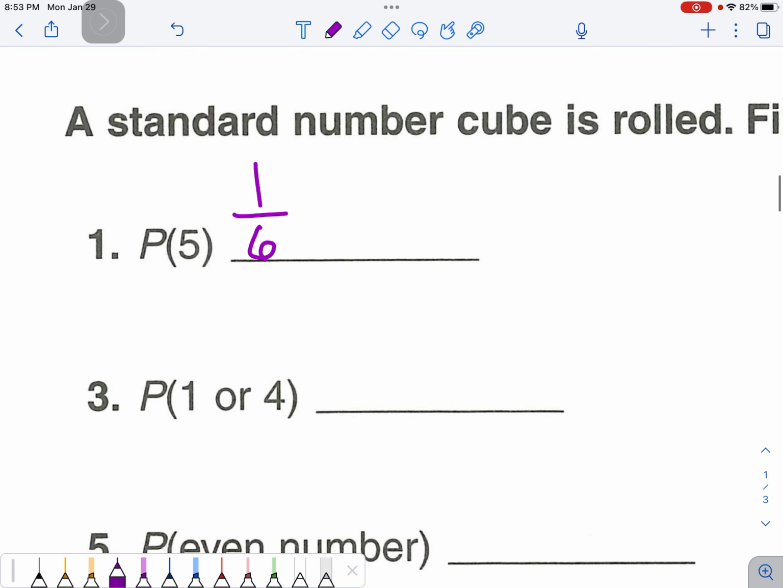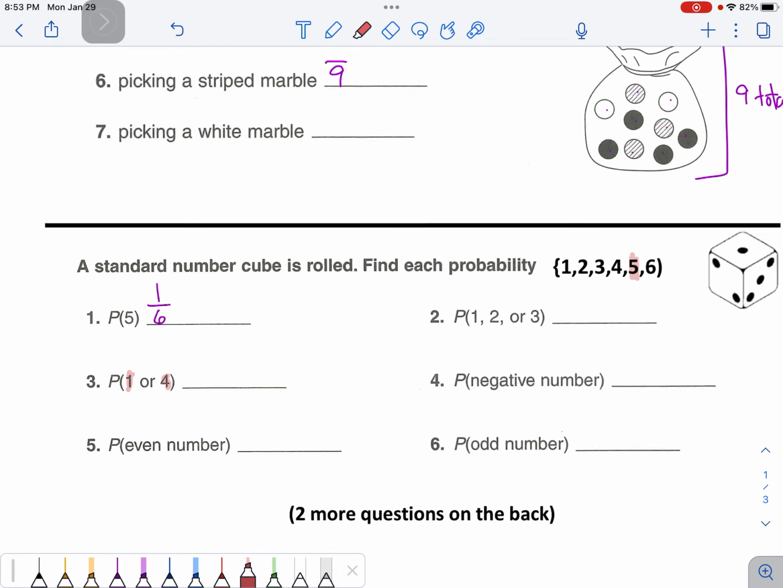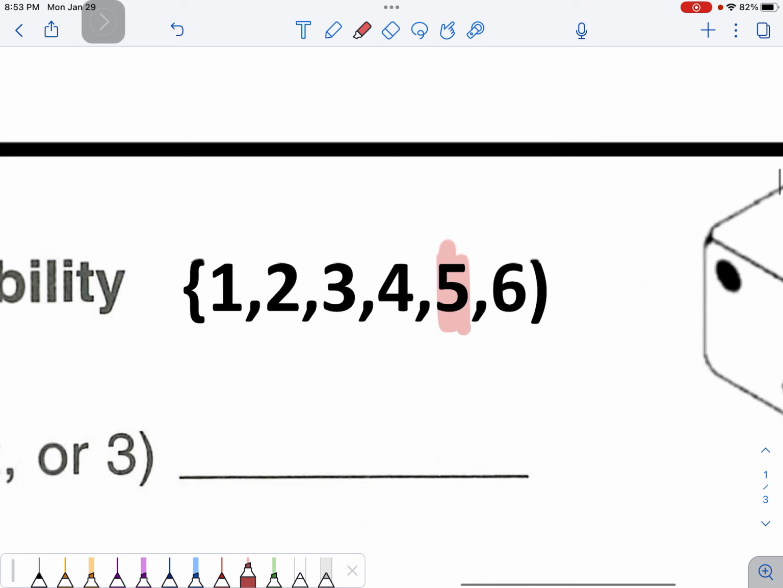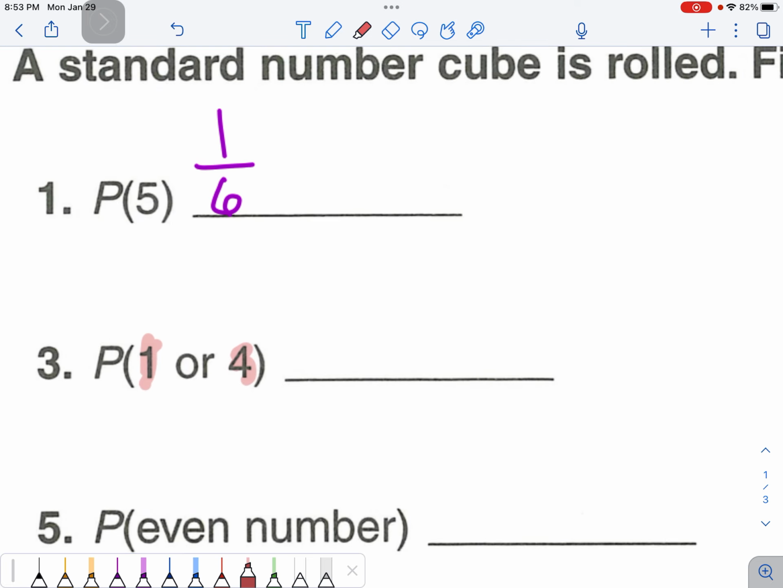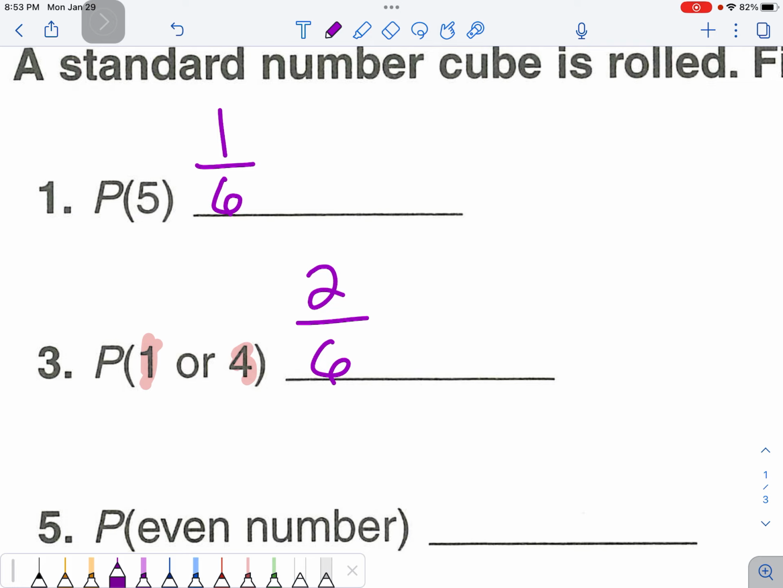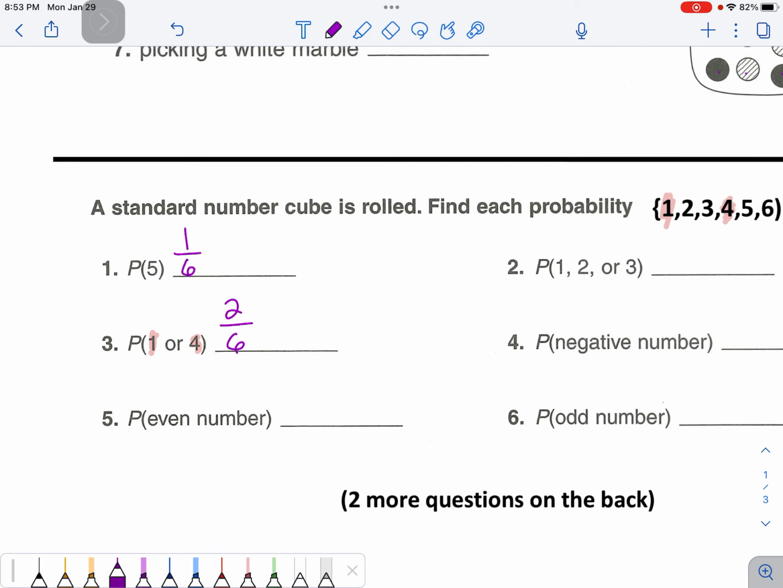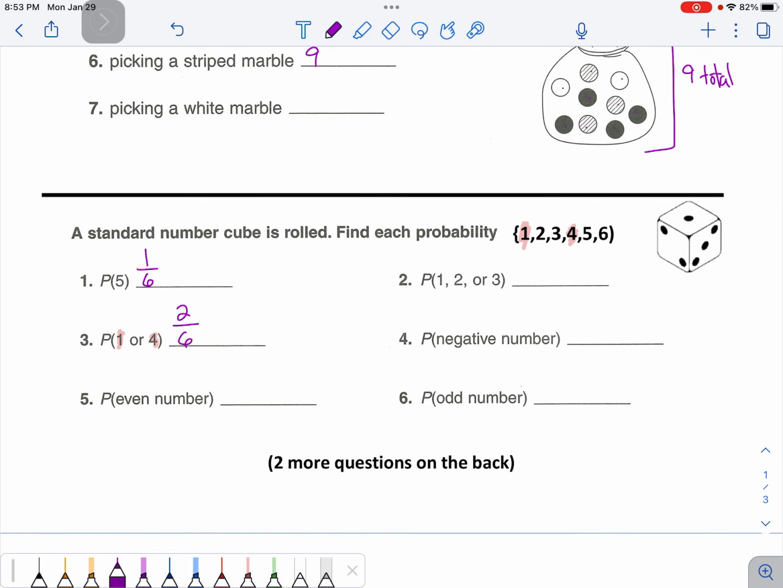Let's look at number 3. This time, we're looking for a 1 or a 4. So we'll head back over and find it. When I see a 1, I'll highlight. I win the game if I roll a 1, or I win the game if I roll a 4, which means there's 2 ways to win. 2 ways, 2 outcomes that we want out of 6 total outcomes. You will need to change these to decimals, all right, and then make them percents.